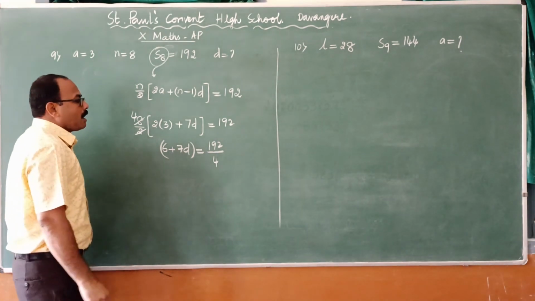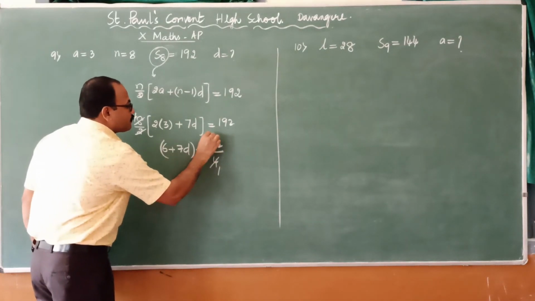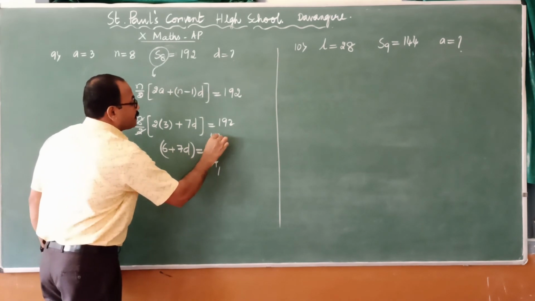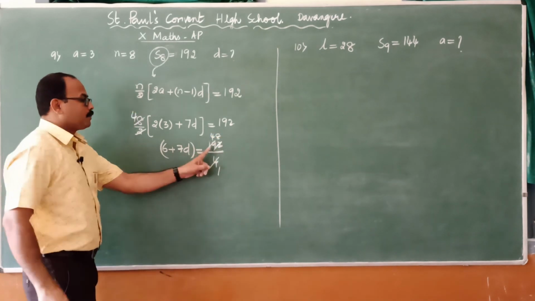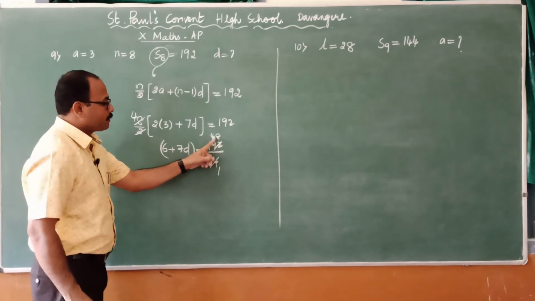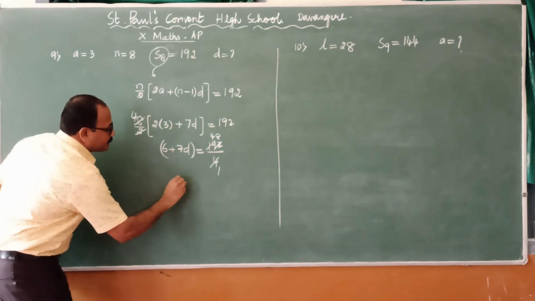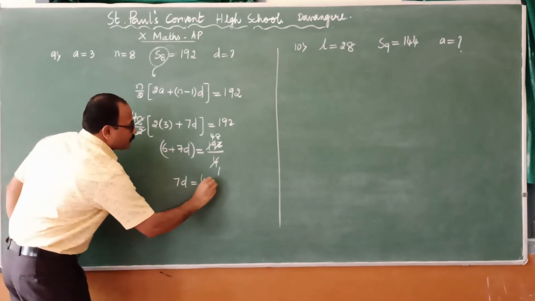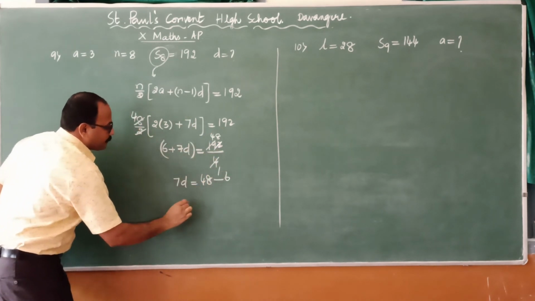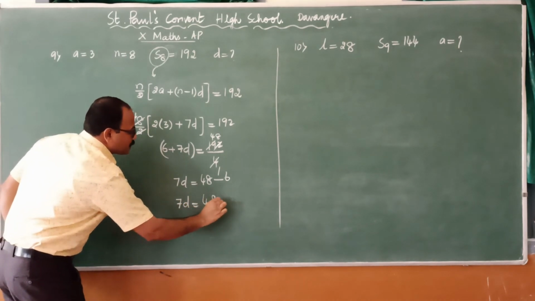By cross multiplication, from here I have taken. These two numbers are divisible by 4. Let me check one time. 4 fours are 16, carry 3, 32, 8 times. Okay, 4 fours are 16, 3 remains, 32. 8 fours are 32. Now, this is 7d is equal to 48, transposing minus 6.